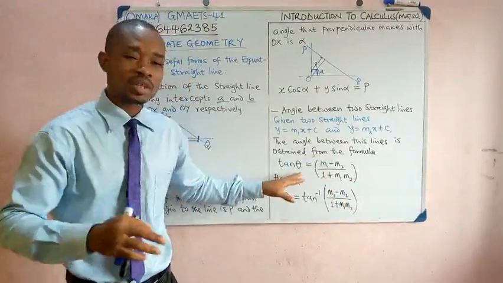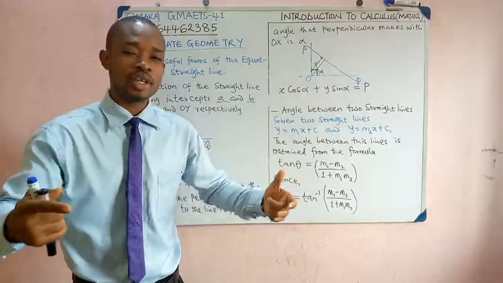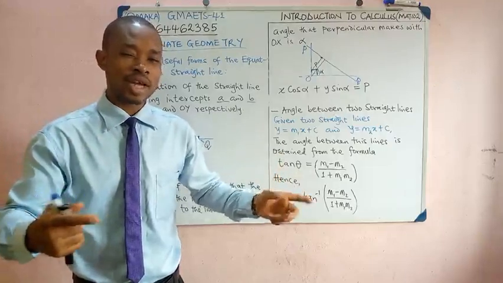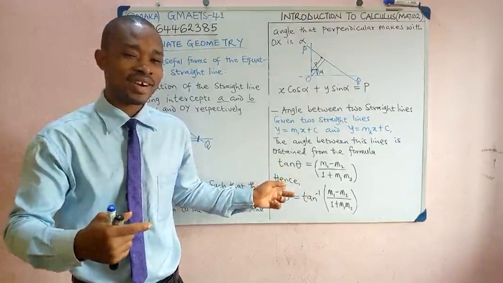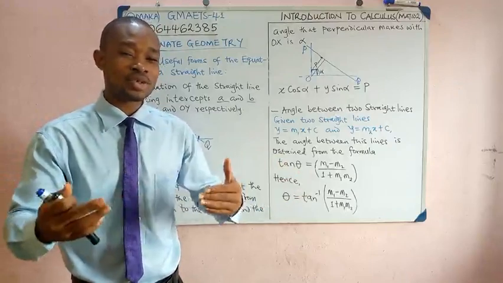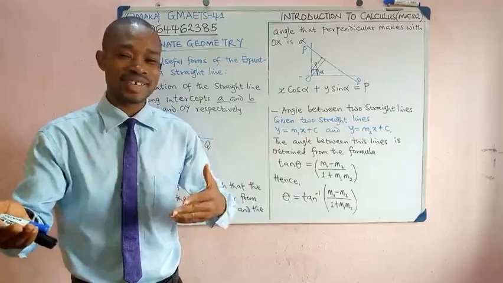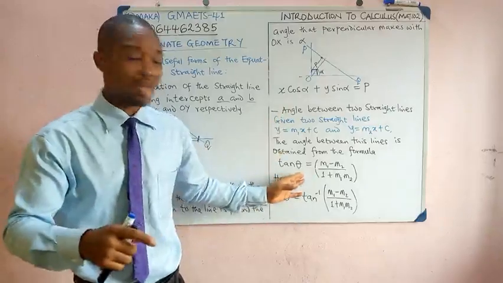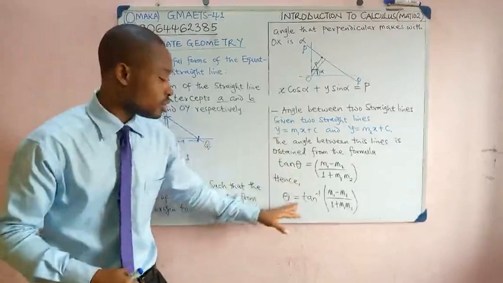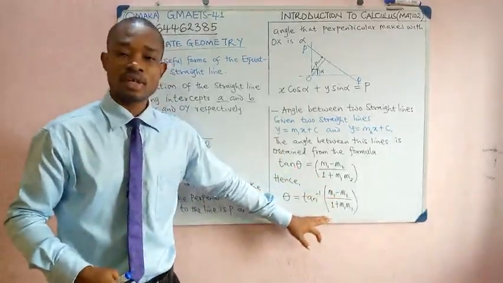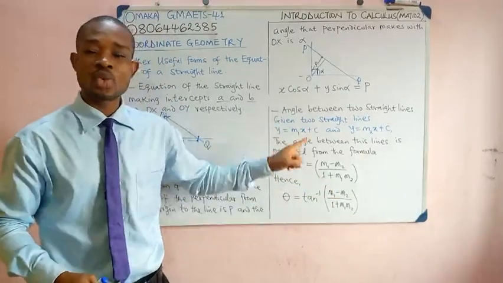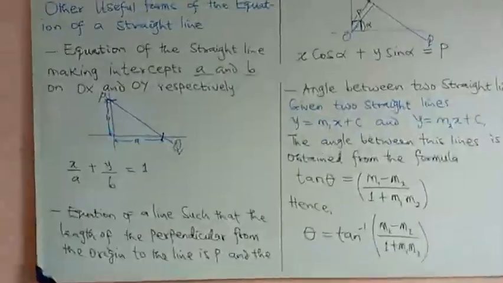If you look at this equation and you have a good knowledge of trigonometry, you'll agree with me that this is the trig identity for tan theta, where theta is equal to the sum of two angles, let's say A plus B. So that's where we actually derive this equation from. Now to get your theta, all you need to do is to take tan inverse. Is that okay? You can see it. So this gives us the value of the angle between the two straight lines.